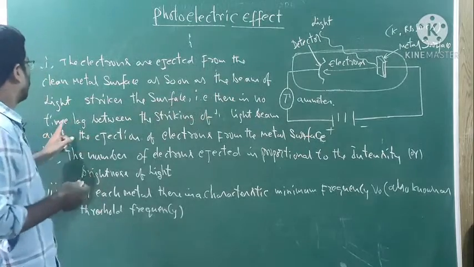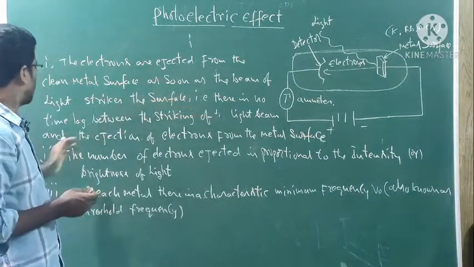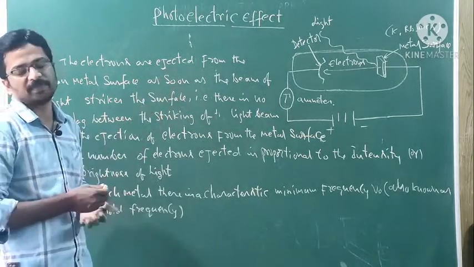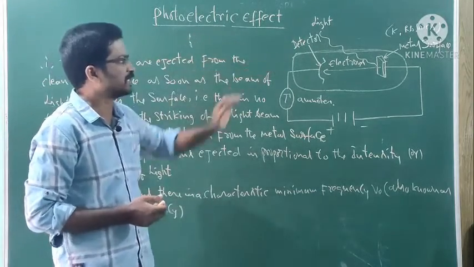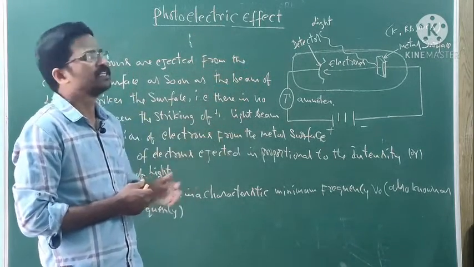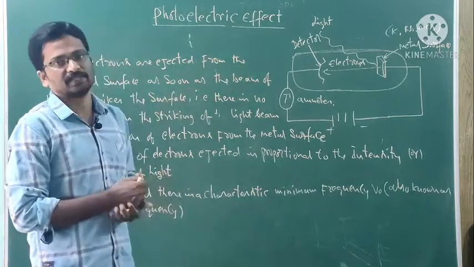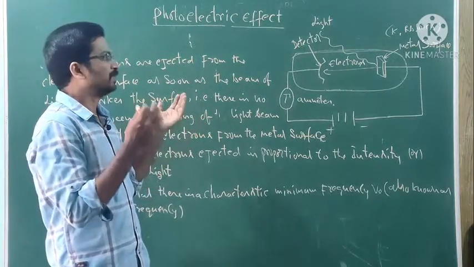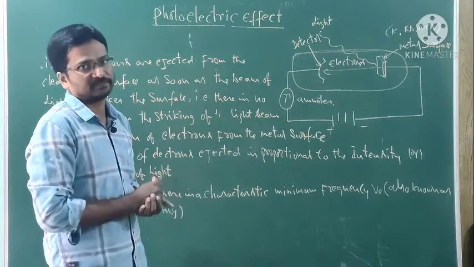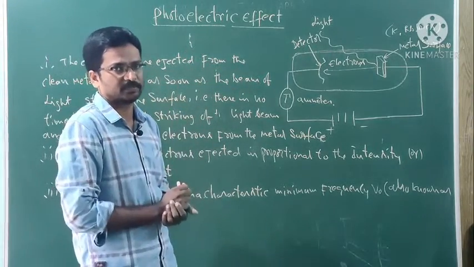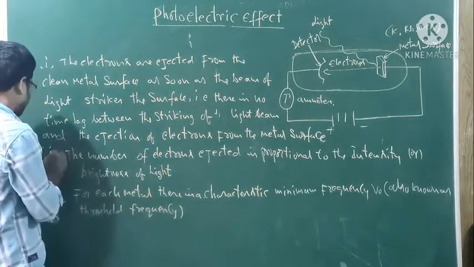There is no time lag between the striking of the light beam and the ejection of the electrons from the metal surface. What it indicates is that whenever light falls on active metals, electrons are ejected simultaneously from the metal surface. There is no time lag between the light falling on the metal surface and electron ejection. So it happens simultaneously. This is the first point. Next, the second point.